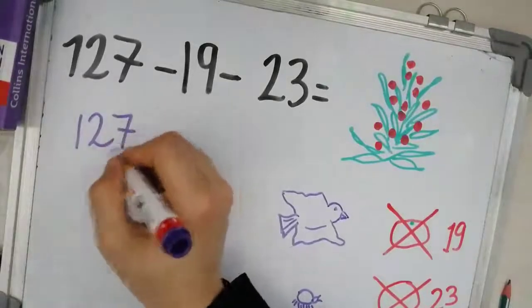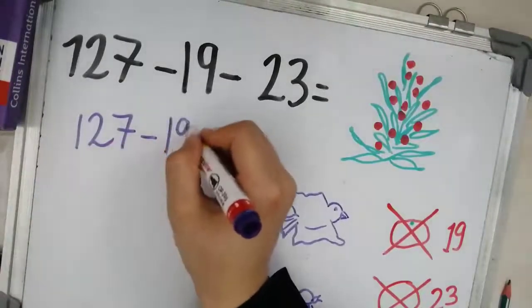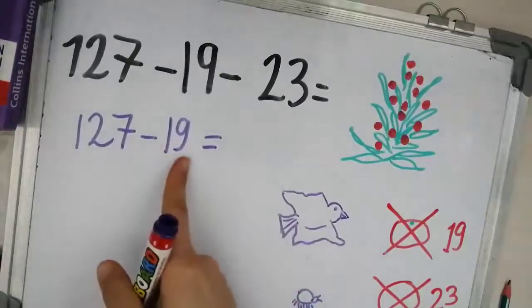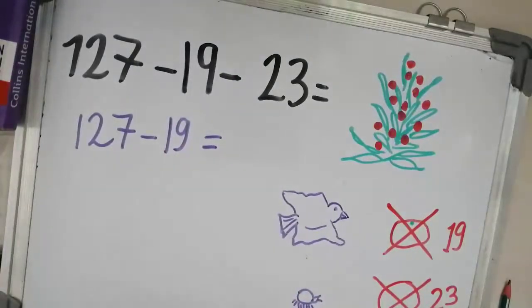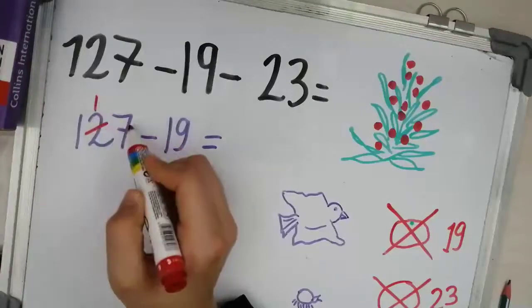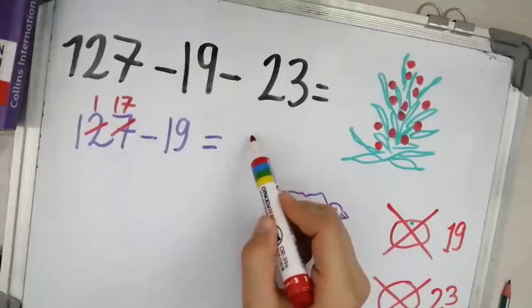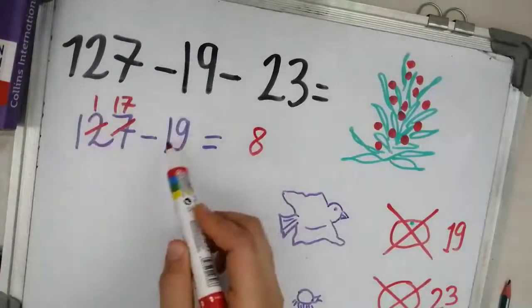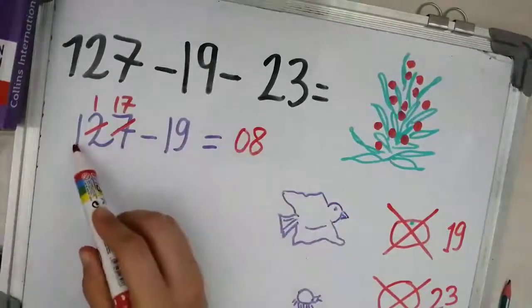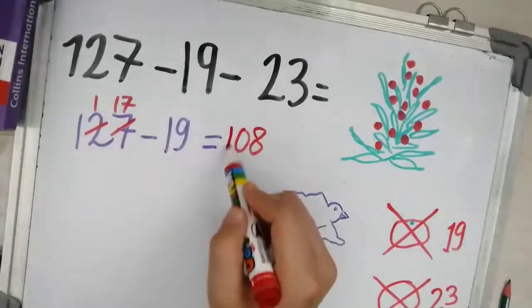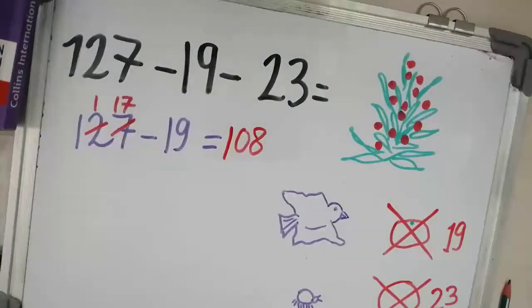127 minus 19. Okay? What's 7 minus 9? That's not possible. So I'm going to borrow from the tens. The 2 will turn into 1. 7 will turn into 17. What's 17 minus 9? The answer is 8. What's 1 minus 1? The answer is 0. And since there is no hundreds over here, the 1 goes as it is. Okay, that was the number of tomatoes after I took away the number of tomatoes that were eaten by birds.